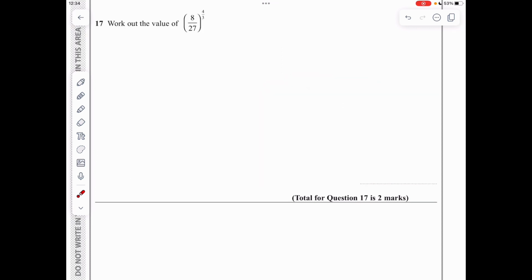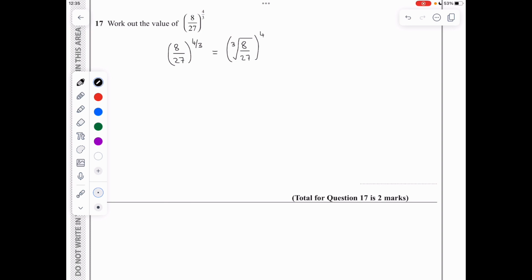In 17, we are asked to work out the value of 8 over 27 to the power of 4 over 3. So we've got 8 over 27, it's a fractional power, 4 over 3. So this can be written as the third root of 8 over 27 raised to the power of 4. Remember that when we've got a fractional power like this case, the denominator becomes the root here. So the third root of 8 is 2 and the third root of 27 is 3. So we're looking at 2 over 3 to the power of 4.